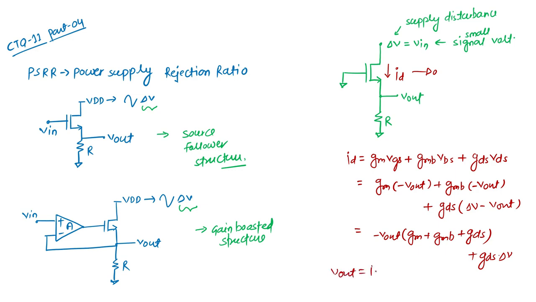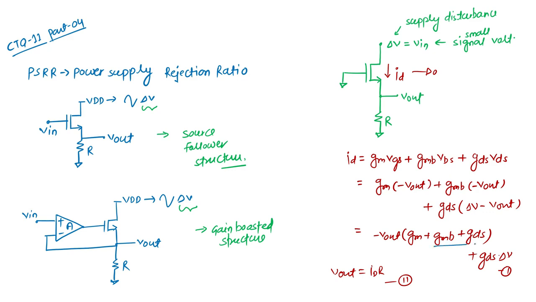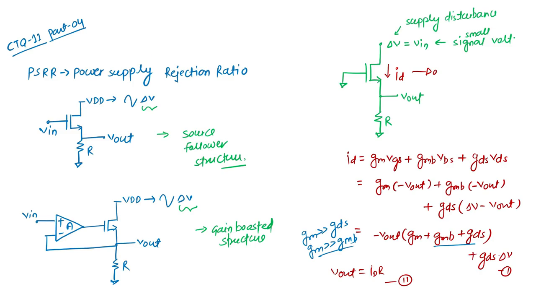The output is nothing but ID times R. So we can put this ID here. Let this be called the first equation, and this the second equation. For the time being I can ignore these things, because GM is much greater than GDS and GM is greater than GMB. I'm just taking the assumption, and it is right to a good extent. So I can write ID equal to minus GM V out plus del V GDS.